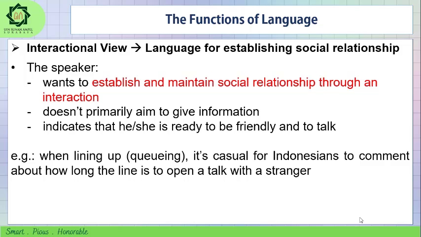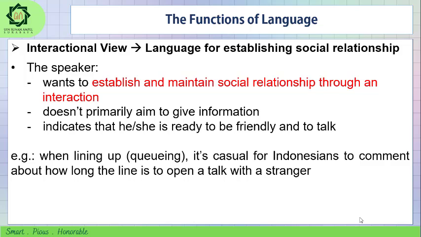So, for the transactional function, we have to make sure that our information is correct. However, for the interactional, the message or the information does not really matter because our main goal is to be friendly or to make a social relationship. For example, when lining up or queuing, it's casual for Indonesians to comment about how long the line is to open a talk with a stranger.